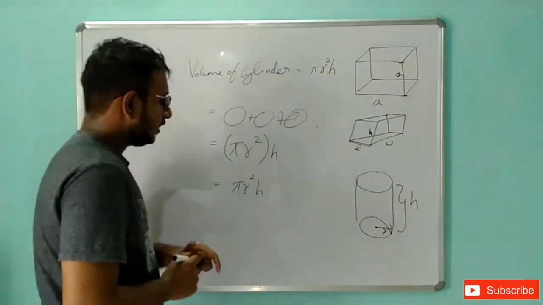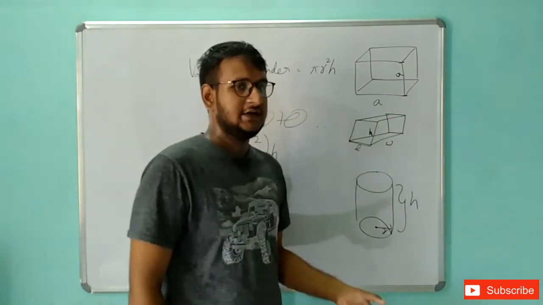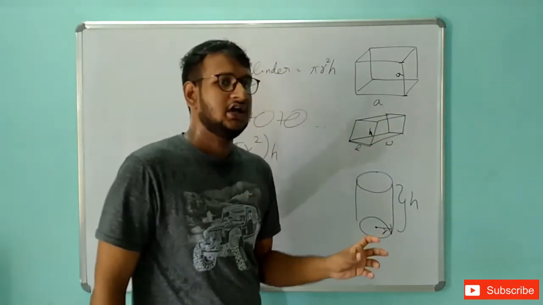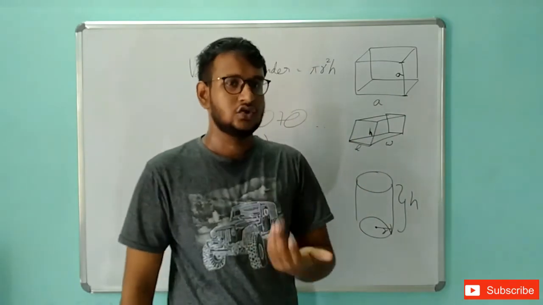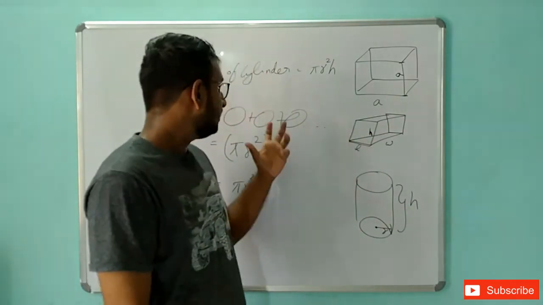So this is how we derived the volume formula for three different shapes. In the next video, we will see the other shapes, that is cone, sphere, and things like that.